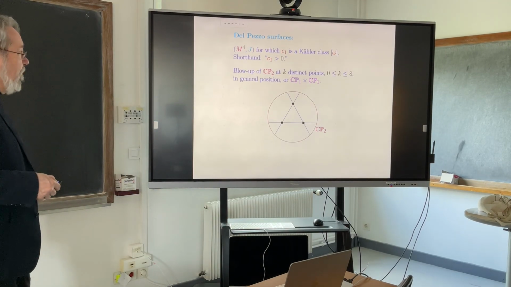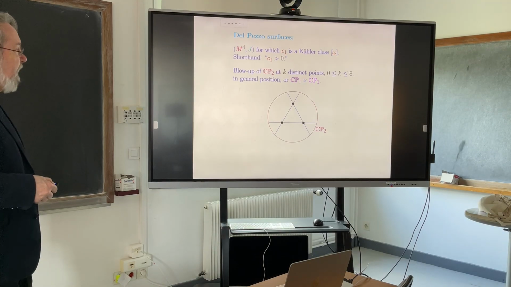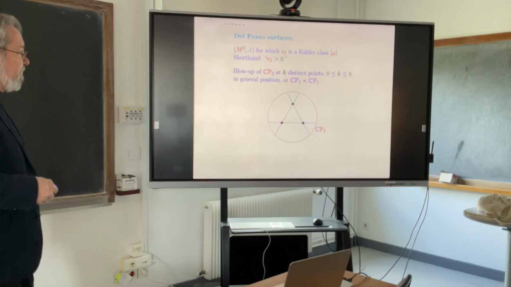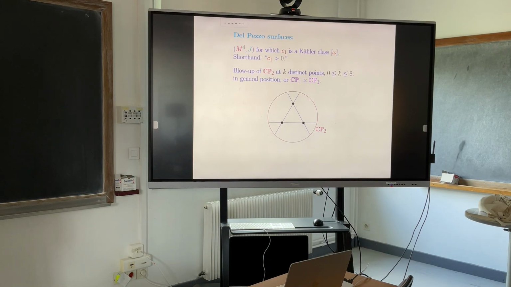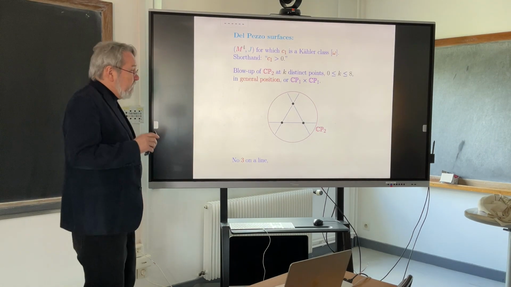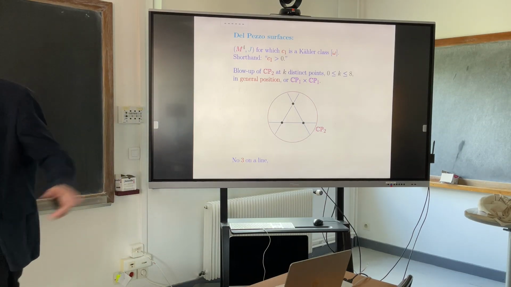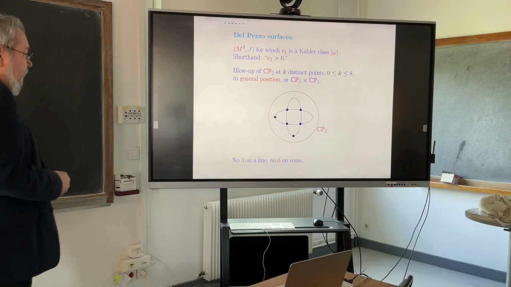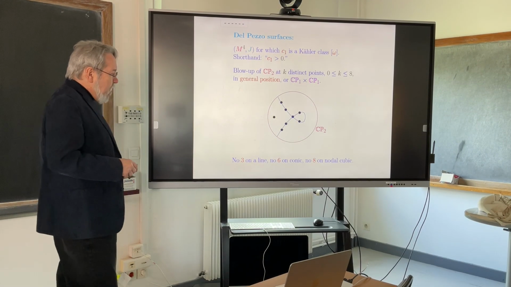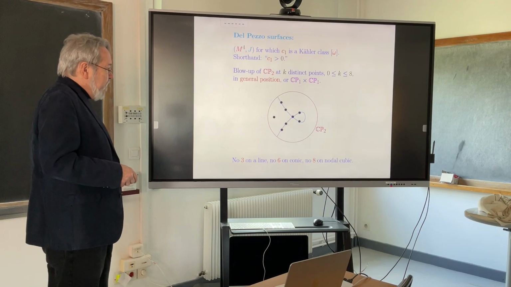So here you can blow up CP2 at k distinct points in general position. For example, if you have 3 points, the condition that they are in general position is that they're not collinear. In particular, the precise statement of general position for this theorem is that you're taking k points where no 3 are on a line, no 6 are on a conic, and no 8 are on a nodal cubic with one of them at the node.